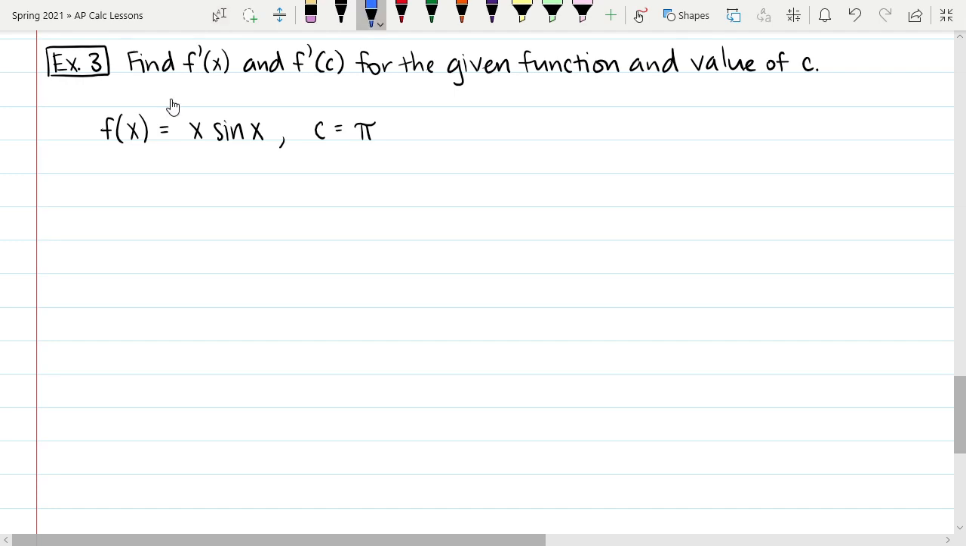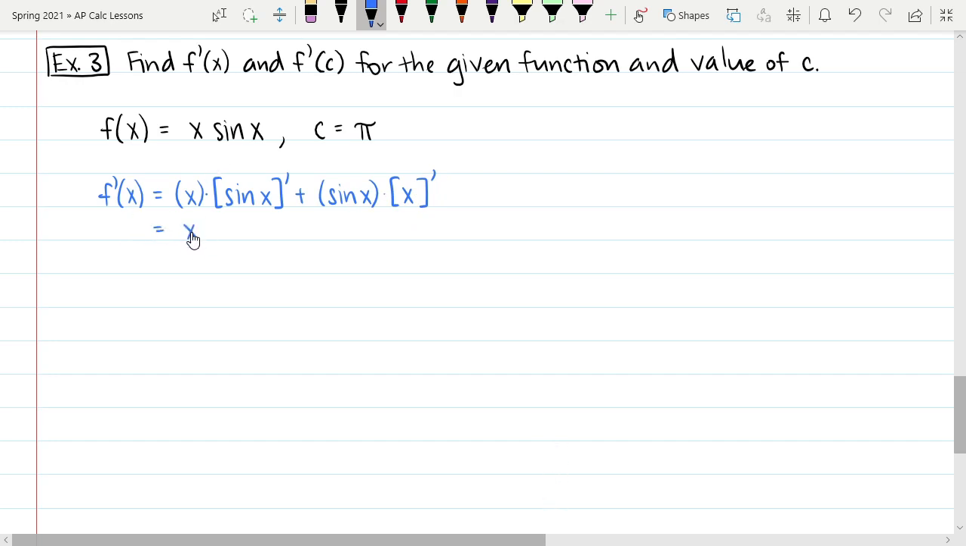So let's do that. Well, again, if this is x times the sine of x, we have to recognize that this will require us to use the product rule. So if you read the function in your mind, and you recognize that you're multiplying, that's when we should be using the product rule. So f prime of x equals, once again, the first times the derivative of the second, plus the second times the derivative of the first.